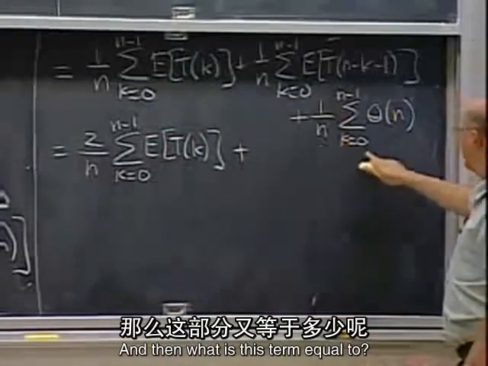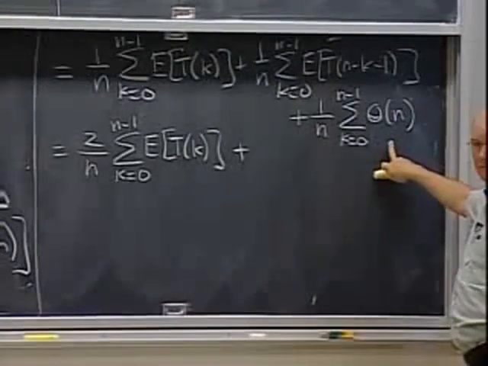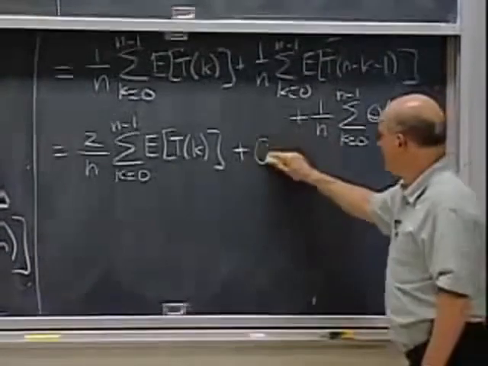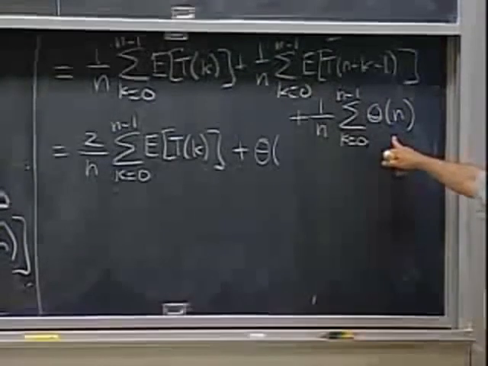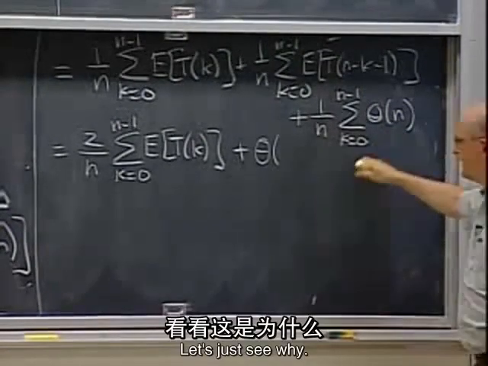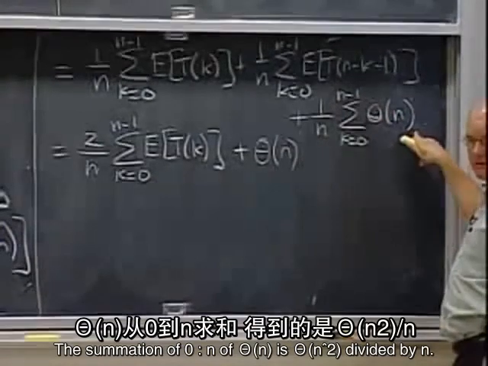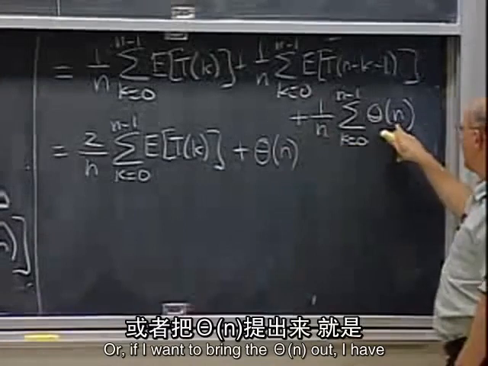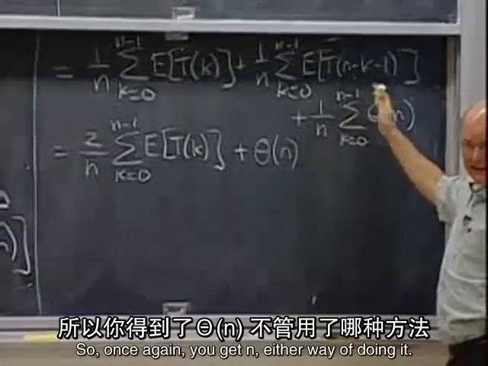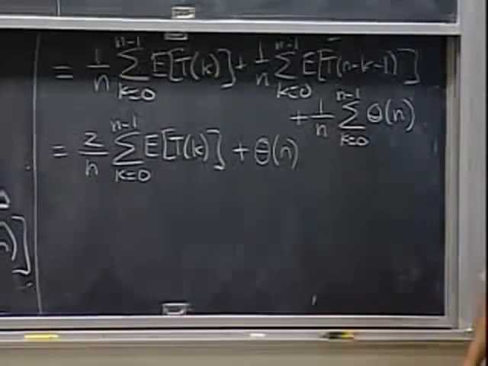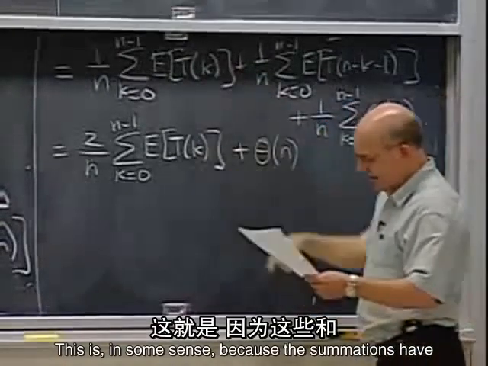And then what's this term equal to? What's that one equal to? Theta n. Okay? So let's just see why. The summation of 0 to n of theta n is theta n squared divided by n. Or if I want to bring the theta n out, I have 1 times the summation of k equals 1 to n of theta 1, or of 1. So once again, I get n, either way of doing it. Okay? This is because the summations have identical terms, and this is just algebra.